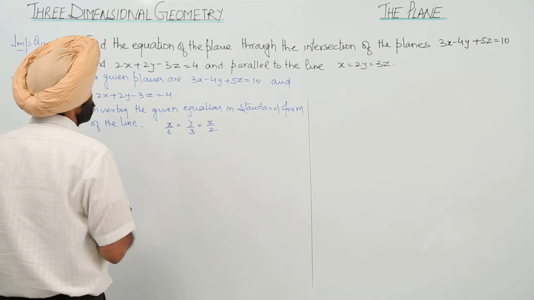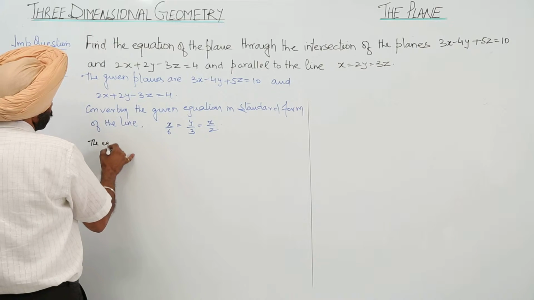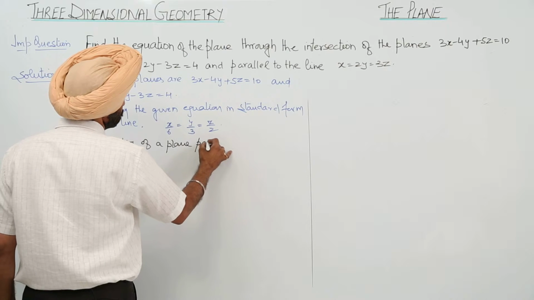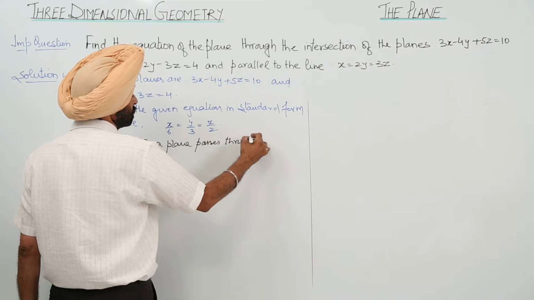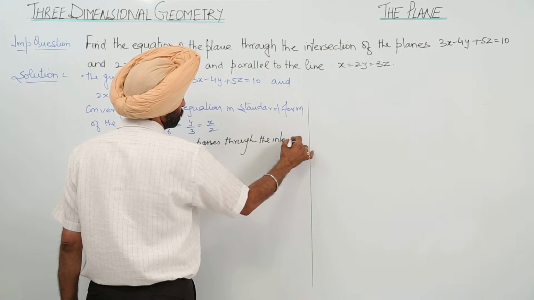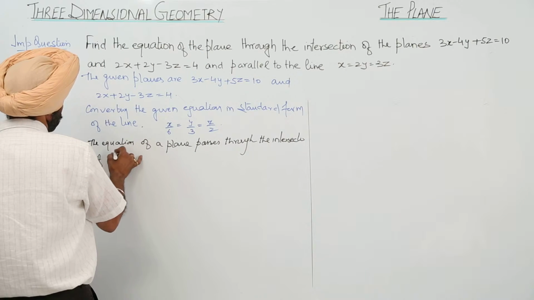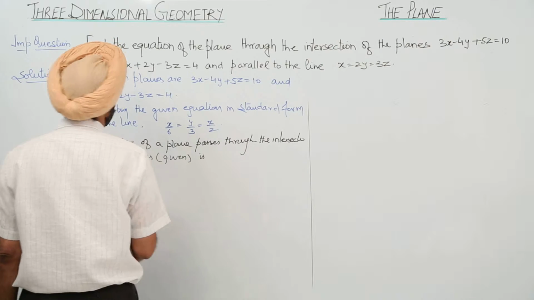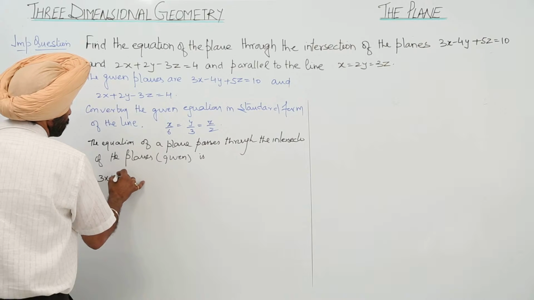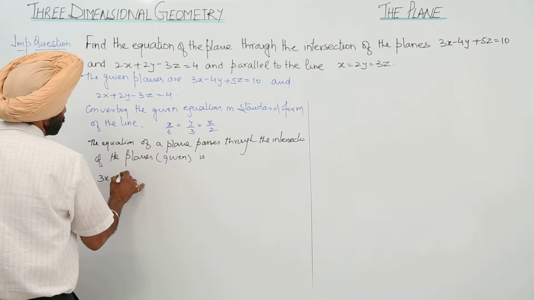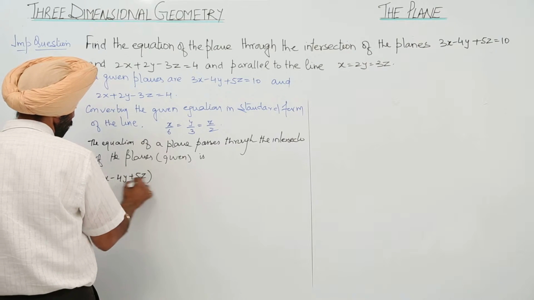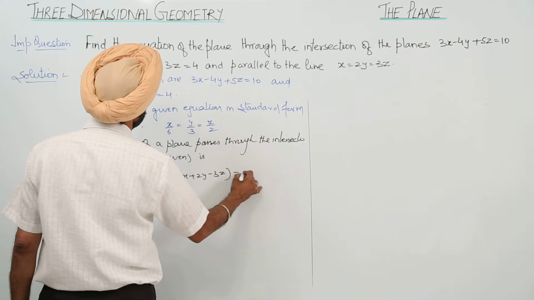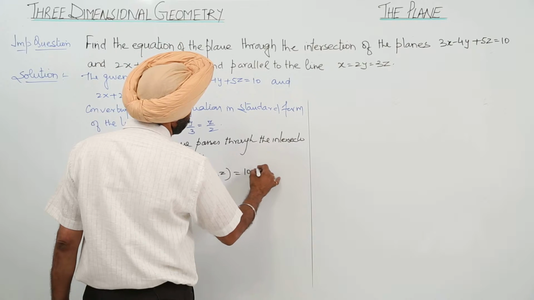Now, the equation of a plane that passes through the intersection of the given planes is 3x minus 4y plus 5z plus lambda with 2x plus 2y minus 3z is equal to 10 plus 4 lambda.